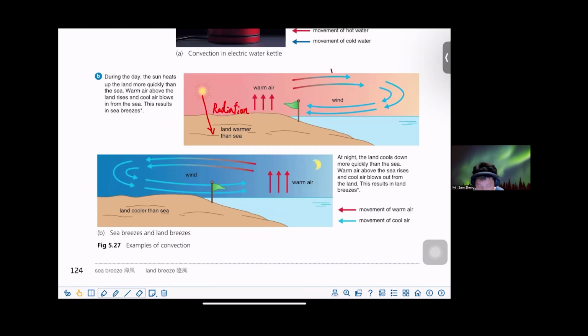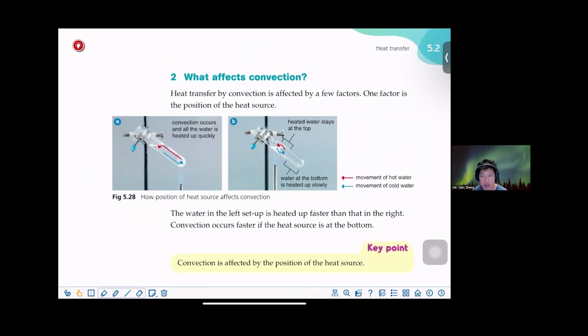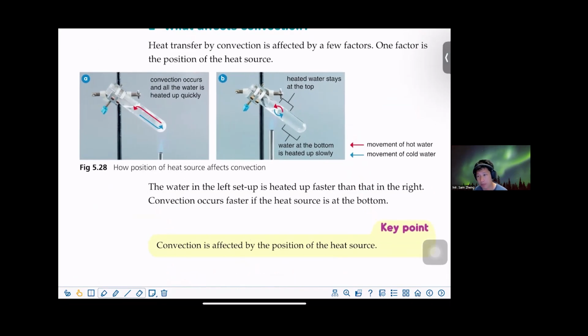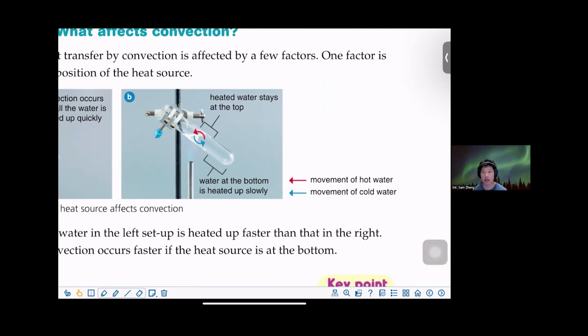Now, we have the idea of how convection works. It is important to note that convection is affected by the position of the heat source. If we place the heat source at the bottom of the test tube, convection can occur throughout all the water inside the test tube, and it can heat up all the water. But if the heat source is only at the surface of the water, the hot water will stay at the top and the water at the bottom will not be heated up. It takes a lot longer for the bottom of the water to heat up.